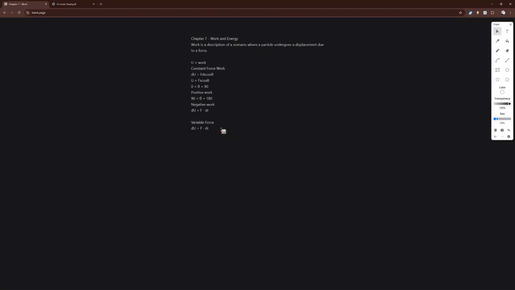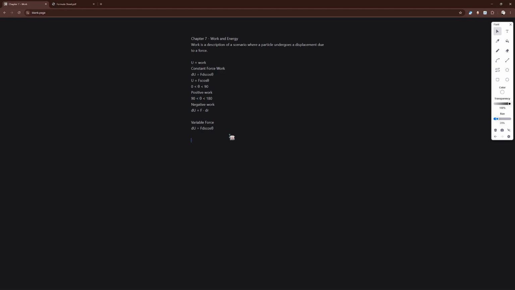F dot dr. We're going to change dot dr into, because we know a property of dot products is that it's equal to magnitude of A, magnitude of B, cosine theta. And the magnitude of dr is just ds. Basically, it's this one again. We're bringing this formula back, like so. But now F is a variable.